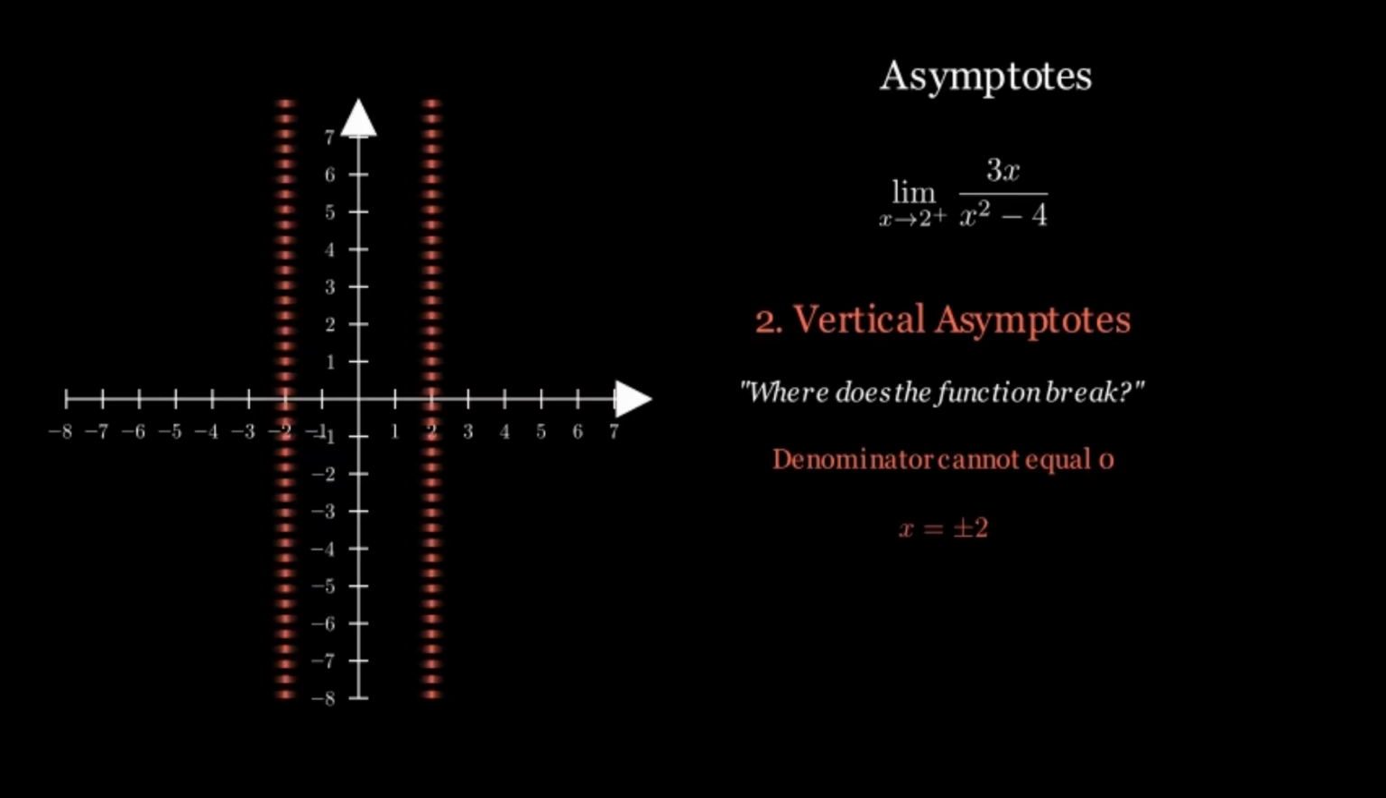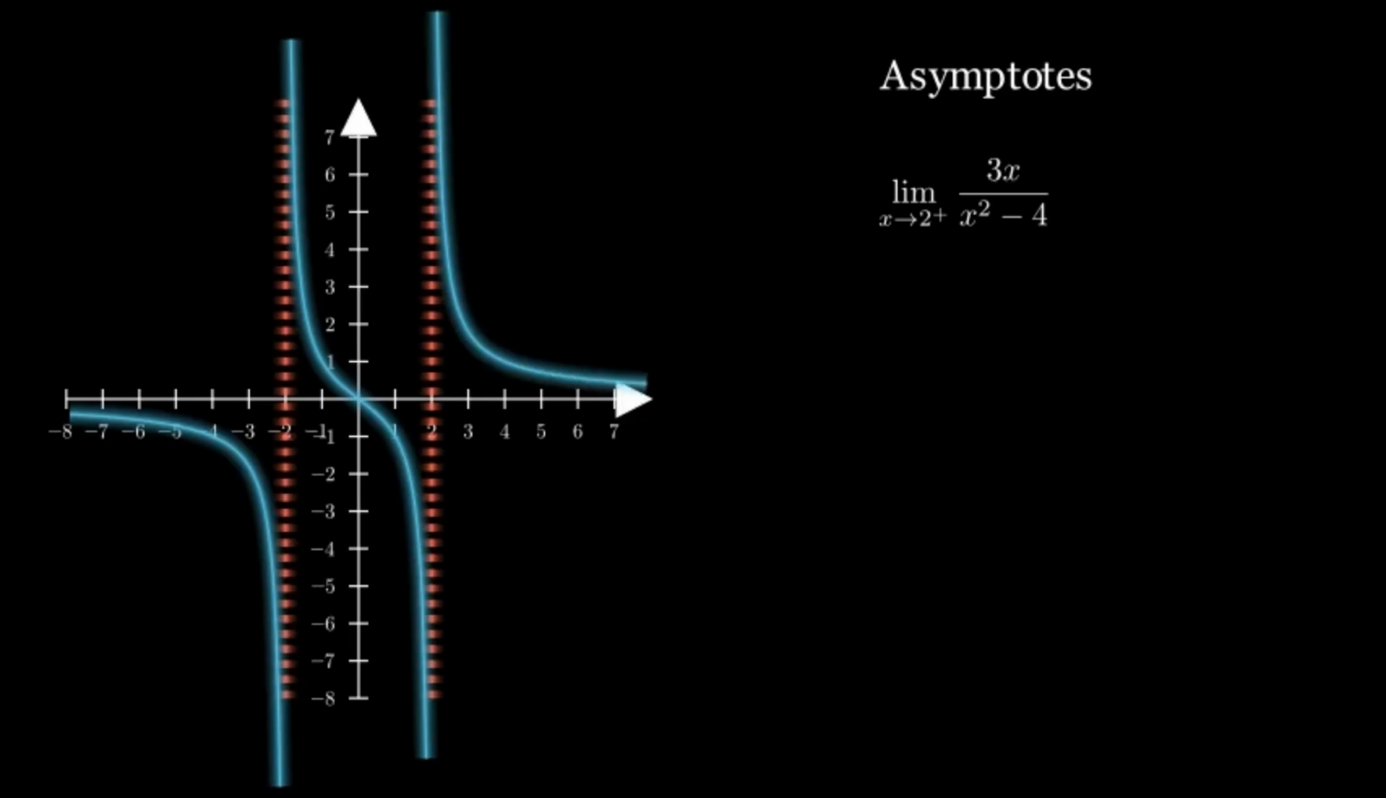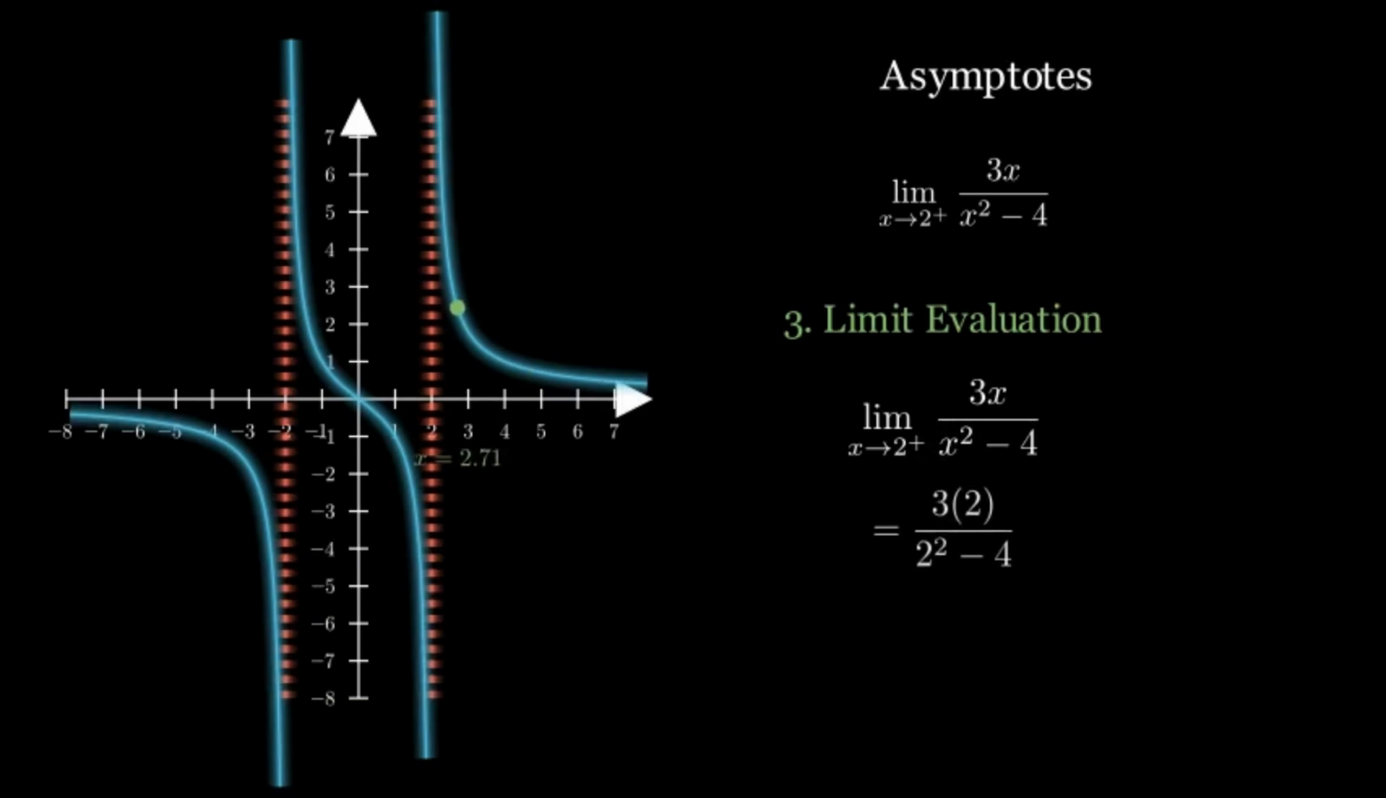So let's put the dashed lines there, and let's graph the function here. And after you graph the function, we see this. X can now go to infinity from the right side.